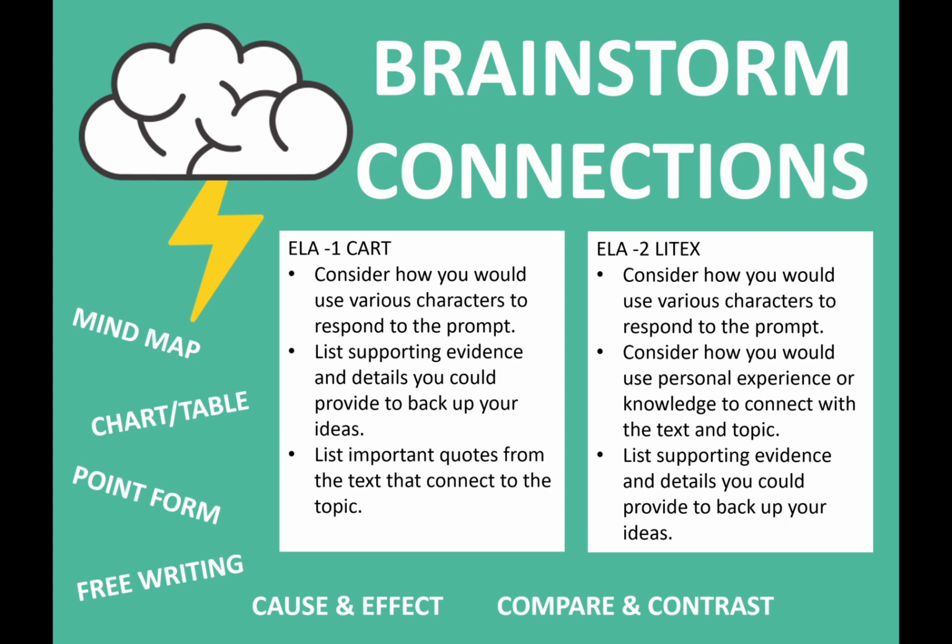In terms of how to do this brainstorming, there's really no set rule. You might consider creating a mind map or a chart or table. You might consider just listing your ideas in point form or free writing everything that comes to mind and then sorting it out after. Sometimes it's helpful to give yourself a structure for coming up with ideas, like using a cause and effect chart or comparing and contrasting characters or ideas using a Venn diagram. If you're stuck for ideas, look up brainstorming techniques online, as there's an endless supply of ways that you might jog your brain in relation to the text and the topic.